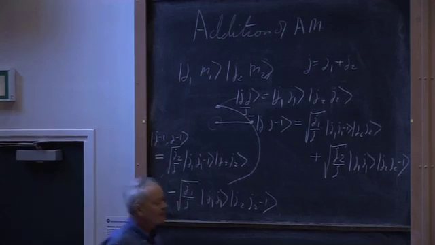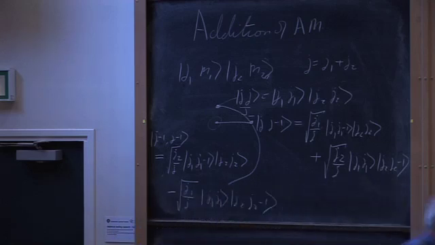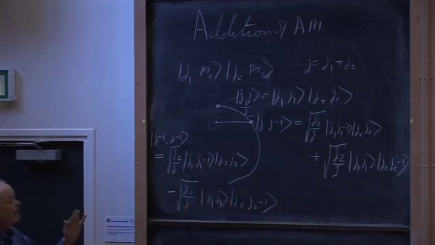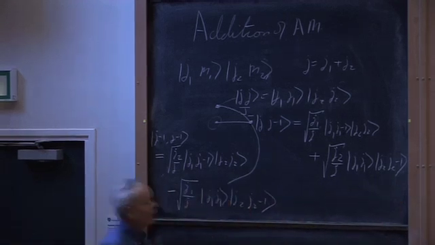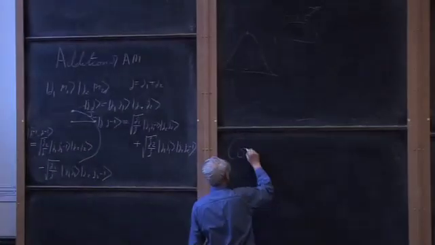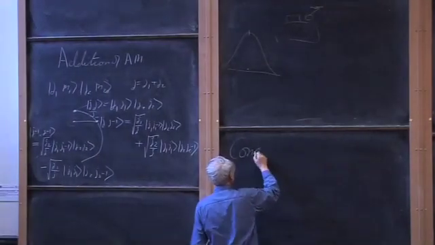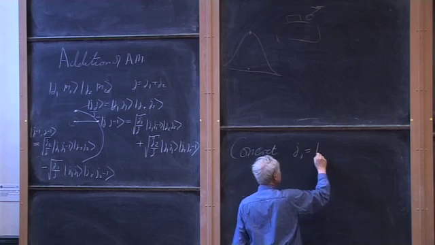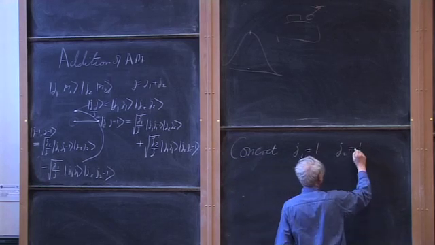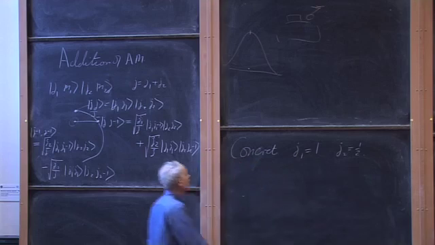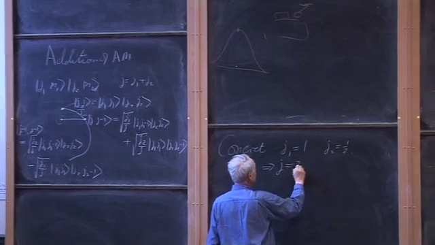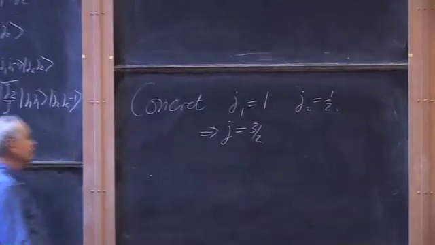So let's try and clarify this strange situation. Well, get used to it, I suppose, is the state of affairs, by doing a concrete example. What does it look like in the very important case that we say J1 is 1 and J2 is a half? That means, obviously, that J, the maximum angular momentum we can get, is 3 halves.